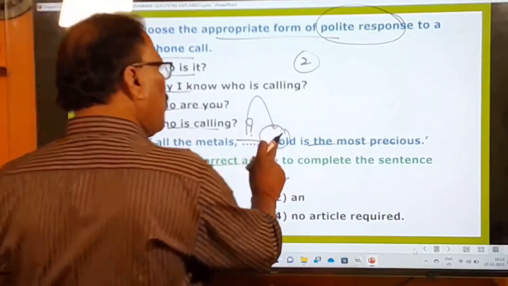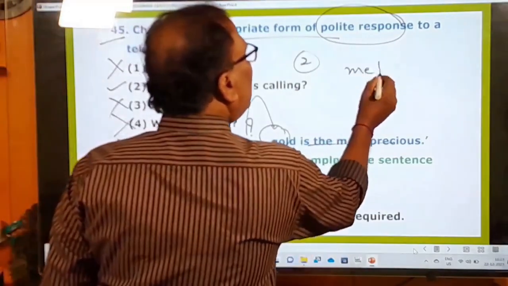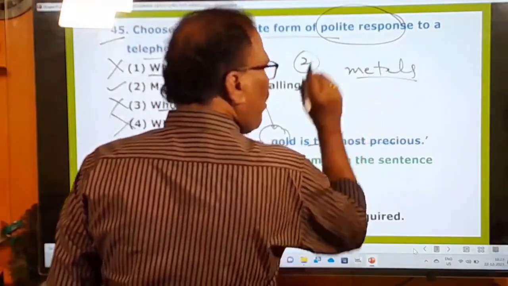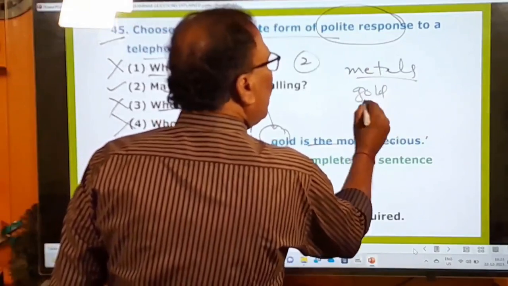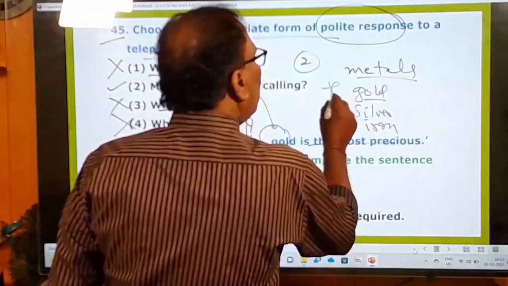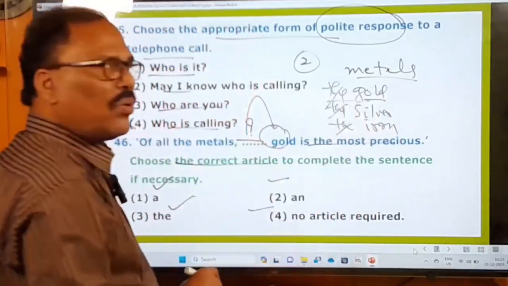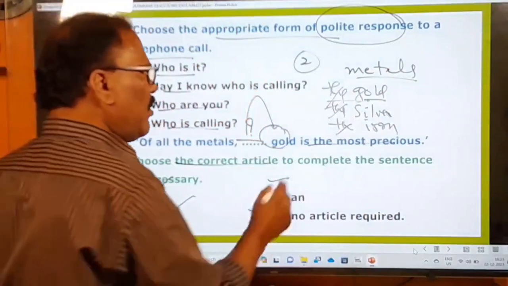See, there is a rule in the English language. Before the names of metals, we should not use any article. For example, gold is there and silver is there, iron is there. These are all metals. We should not use any article. You cannot say the gold, the silver, the iron. You cannot say that.